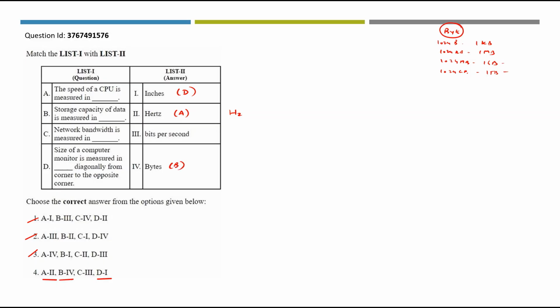B4 is also available in one option only. A2 is also available in one option only. C3 is also available in one option only.